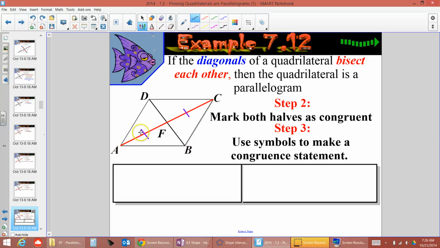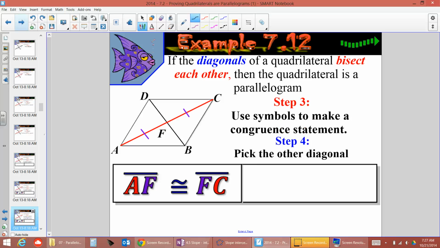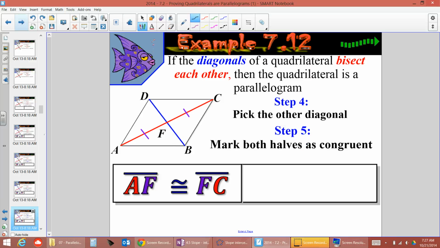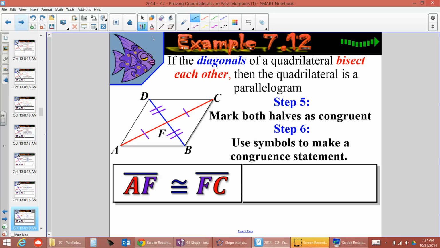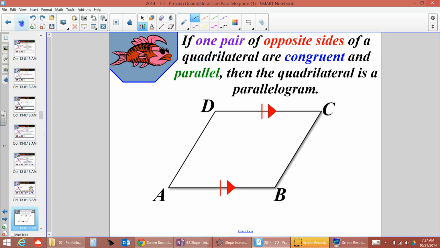Well, this isn't saying that AC is congruent to AC, it's saying that AF is congruent to FC. Okay, so I got that done. Now I look at the other diagonal, the blue one, DB. Okay, so I say, well, it cuts it in equal halves, so I mark it that way. And then I write down my congruent statement. I say DF is congruent to FB. And we're done. It's an actual test question. Just like that. You're going to see it exactly like that on the test.